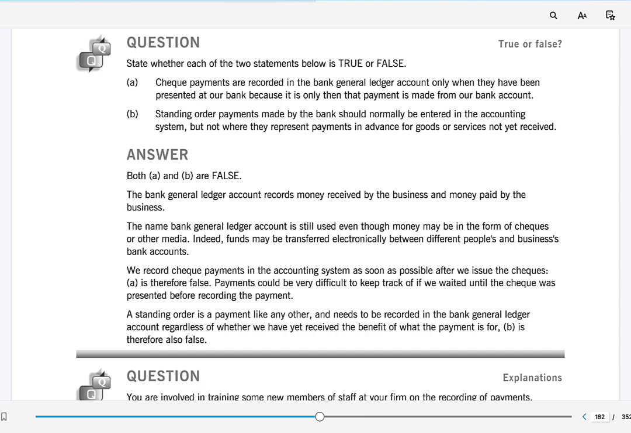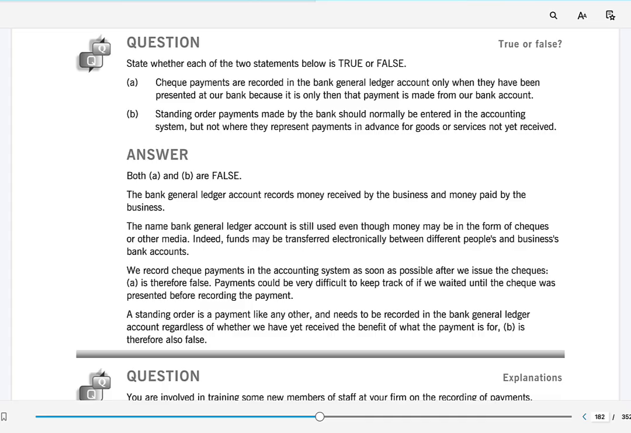Now the answer in full detail. The book says both Statement A and Statement B are false. Now I will explain carefully why they are both false. Explanation for Statement A. Statement A is false. The reason is that in accounting, we record payments when we make them. We do not wait until the bank processes them later.